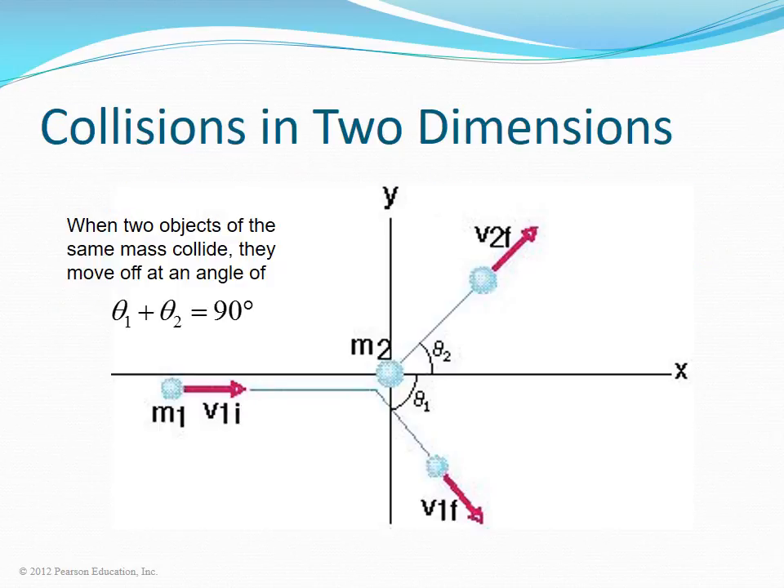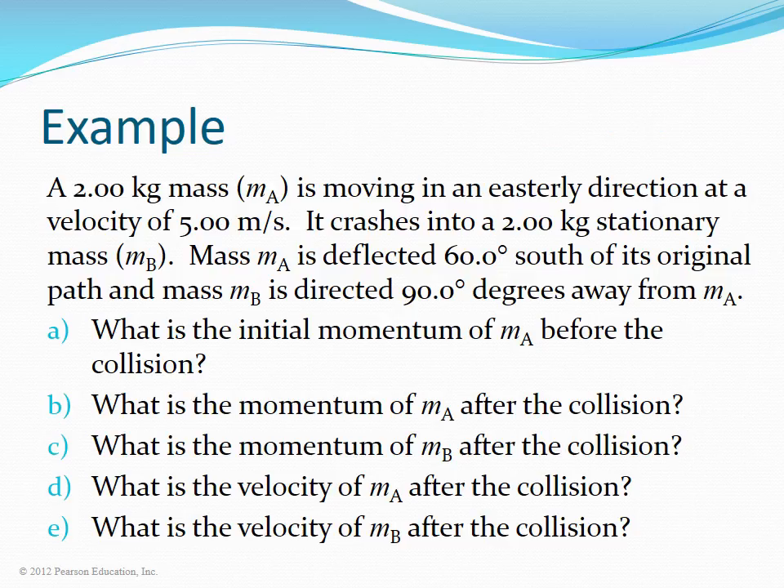When two objects of the same mass collide, they move off at an angle of 90 degrees. That is to say, the angle of separation after the collision is 90 degrees. A 2 kilogram mass, m sub a, is moving in an easterly direction at a velocity of 5.00 meters per second. It crashes into a 2.00 kilogram stationary mass, m sub b. Mass m sub a is deflected 30 degrees south of the original path, and mass m sub b is directed 90 degrees away from m sub a.